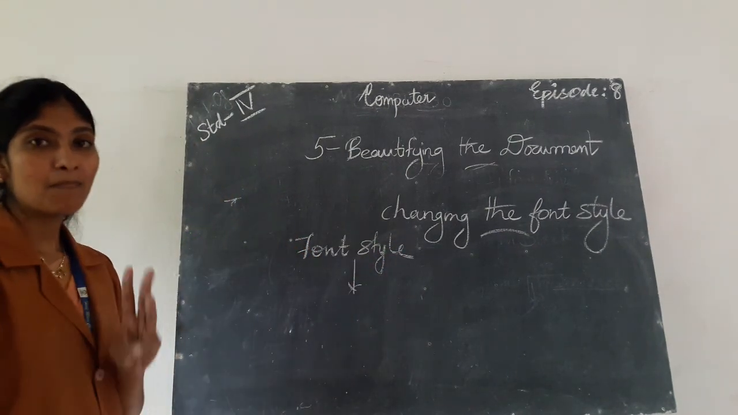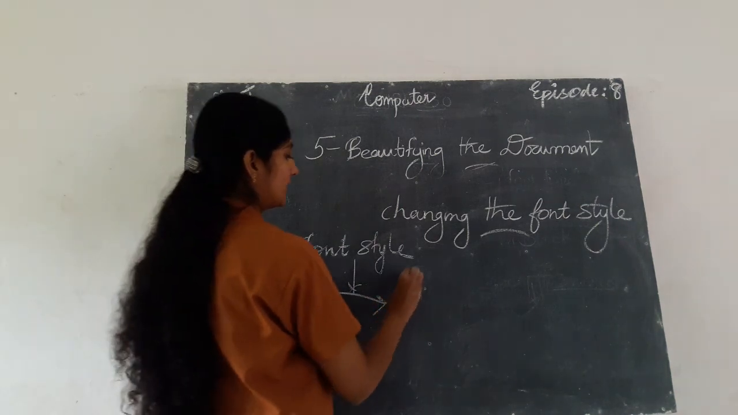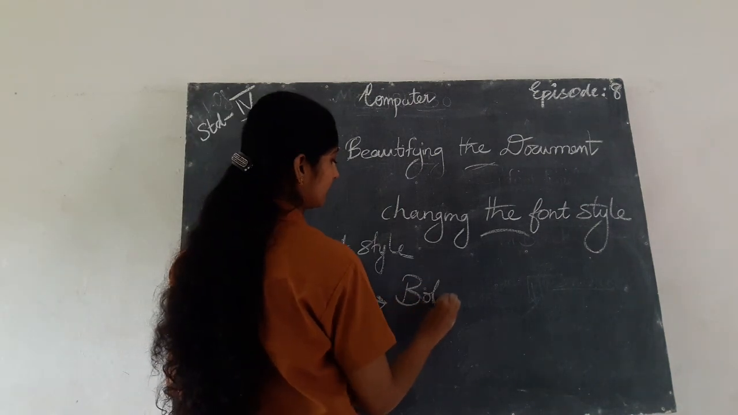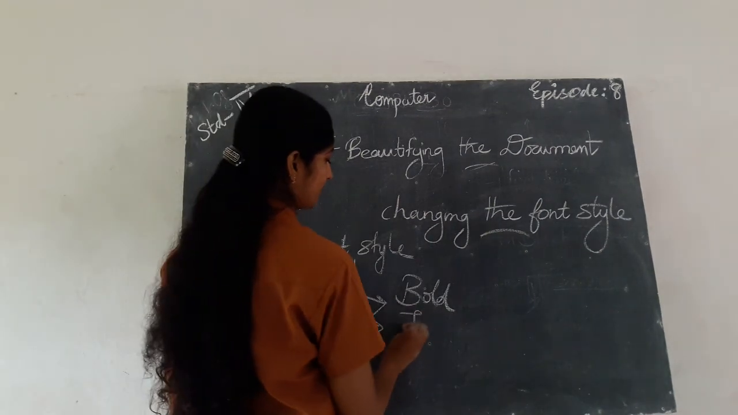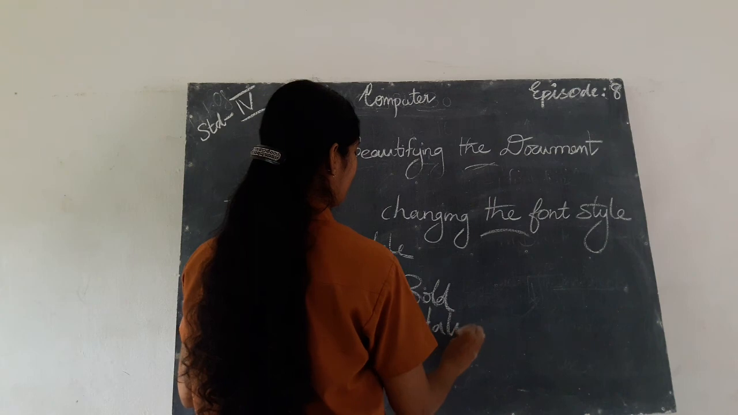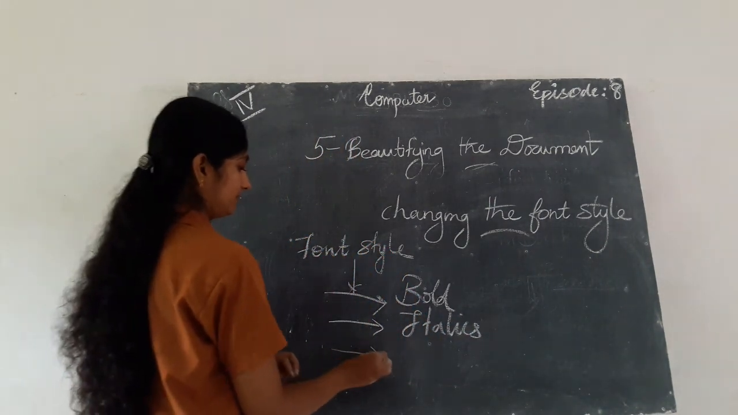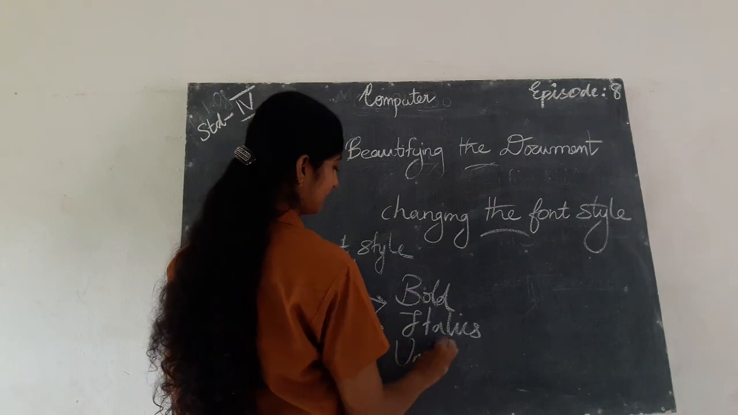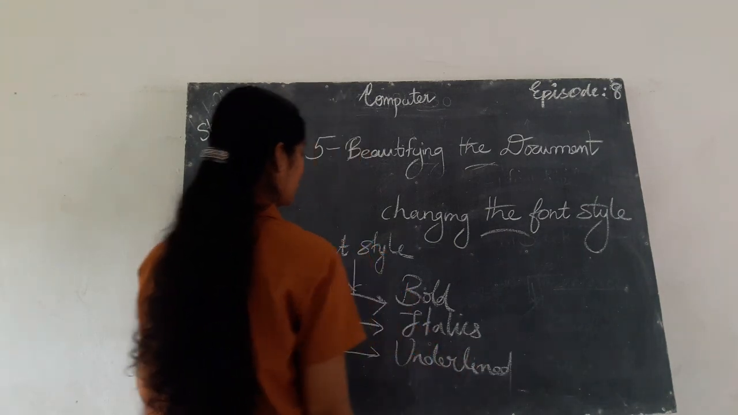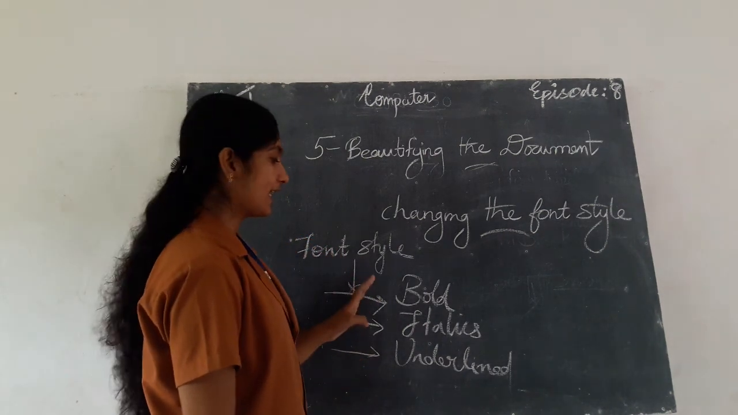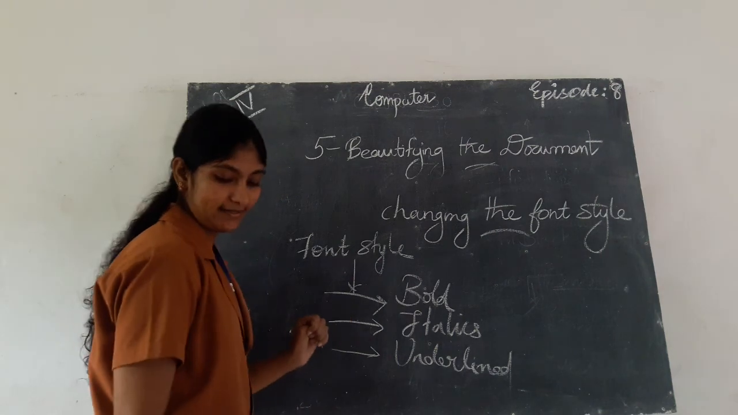Font style contains mainly three important styles: bold, italics, and underline. So the three styles are bold style, italic style, and underlined style.